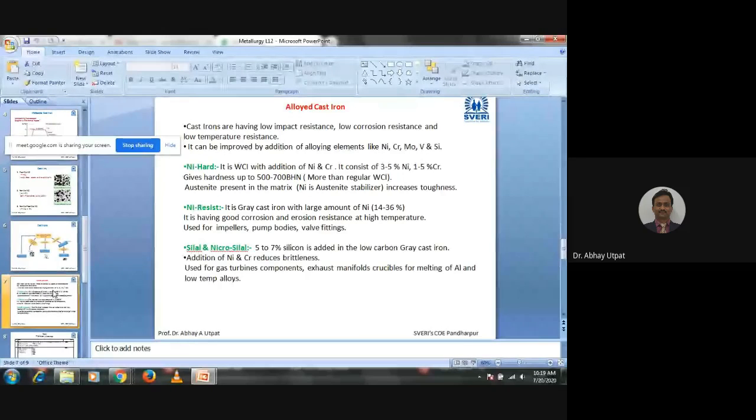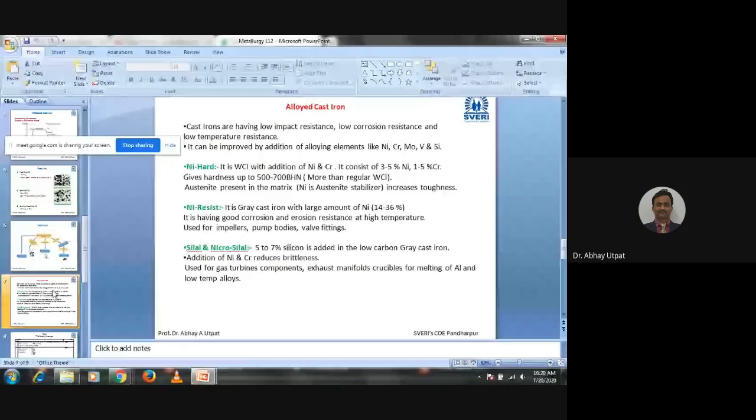Next one is Ni-Resist. It is a grey cast iron. A larger amount of nickel is present here, but it has better corrosion and erosion resistance than your ordinary grey cast iron. And it is used for impellers, pump bodies, and wall fittings. If you have seen some of the Hollywood movies, the big pump impellers, these bodies are made up of cast iron.